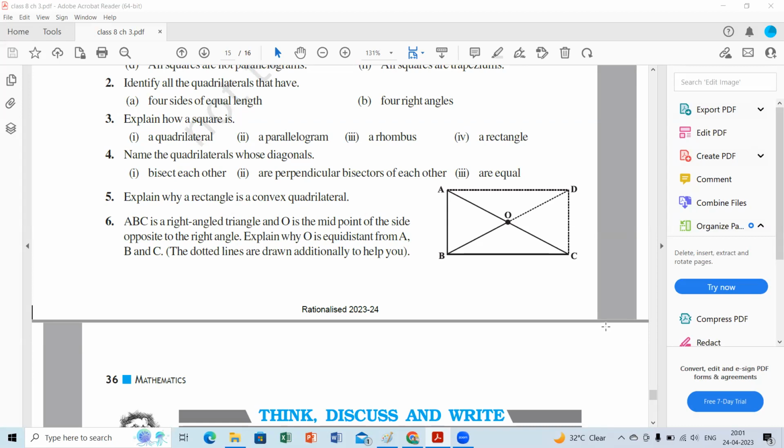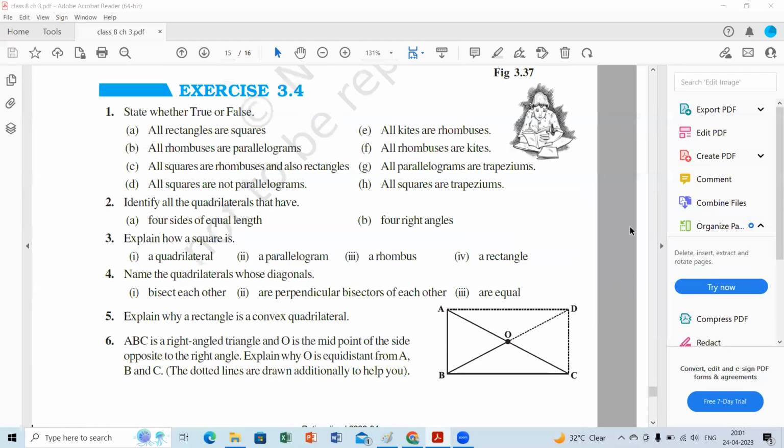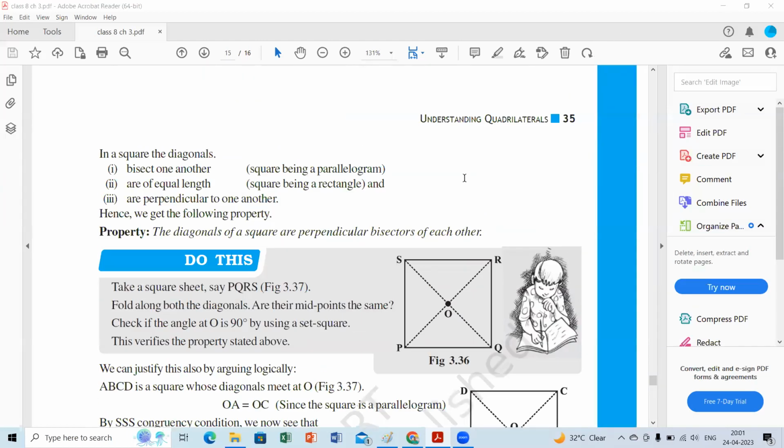ABC is a right angle triangle. They mentioned very clearly that ABC is a right angle triangle, which means the shape is maybe a rectangle. Yes or no? By looking only you can assess. Explain why O is equidistant from A, B, C. Because what do you know about rectangles, ma'am? You can see the rectangle. There is a question also given.